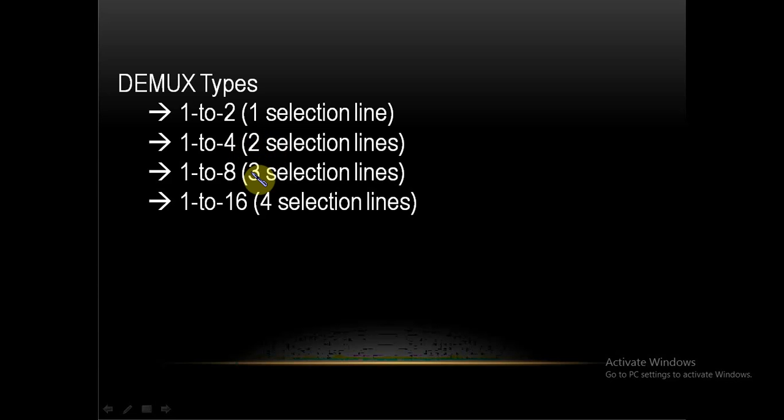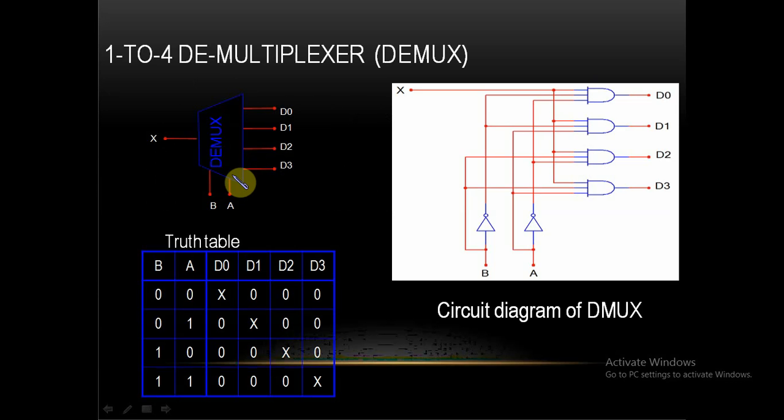With three select lines, that is 2 raised to m, here 2 raised to 3, you get 8 outputs. This is the example we have taken here, a 1 to 4 demultiplexer. A single input line and 4 output lines. The 4 output lines means 2 raised to 2, so we require 2 select lines here. The 4 outputs D0, D1, D2, D3 are connected here.